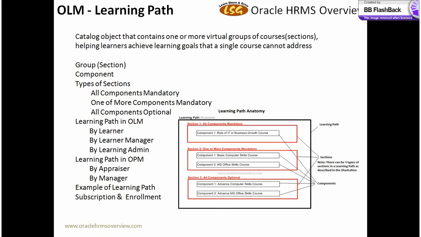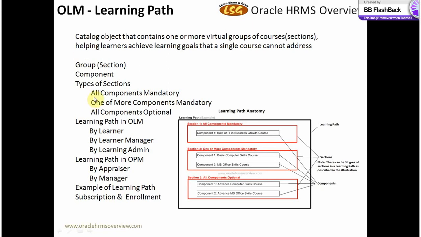requirement. If we talk about the anatomy of the learning path, it can contain the grouping, can contain the sections or the groups. There are three types of the sections which can be created in a learning path: all components mandatory, one of the components mandatory, all components optional. Component is an individual course which could be in any of the category across the OLM, across the catalog object.